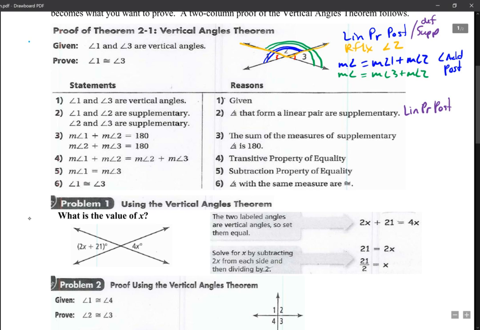Now, the measure of angle 1 plus the measure of angle 2 equals 180 degrees, and the measure of angle 2 plus the measure of angle 3 equals 180 degrees. Because we know the sum of the measures of supplementary angles is 180 degrees, this is just the definition of supplementary. Right? You can write it out if you want, or you can just write definition of supplementary.